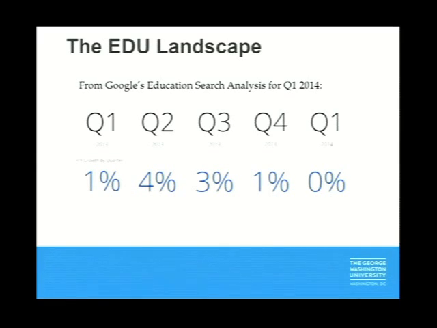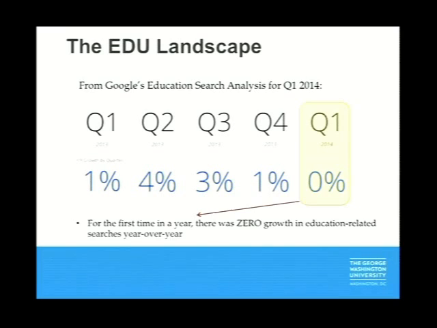So this is growth year over year by quarter of education searches. So people searching for any higher ed related topic. That might be a degree, a program, anything higher ed related. You'll see there's been growth every quarter, year over year, until the first quarter of 2014. There was no growth for the first time in 2 years. That is for overall education-related searches year over year.